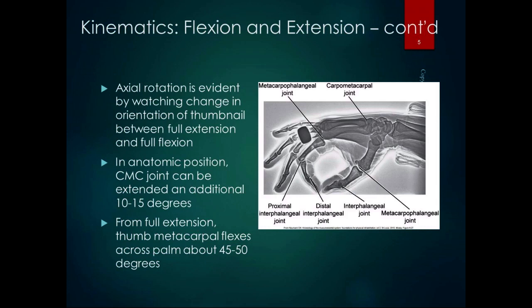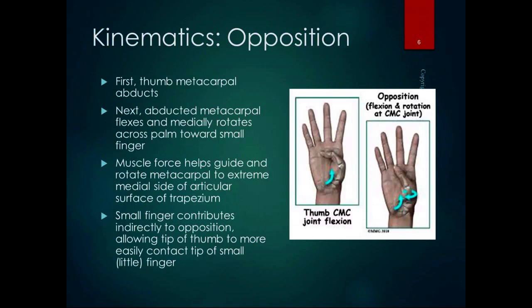So from full extension, the thumb metacarpal flexes across the palm about 45 to 50 degrees. So lots of motion. That's a very functional motion. In opposition, the first thumb metacarpal abducts, and then the abducted metacarpal flexes and medially rotates across the palm towards the little finger. The muscle force helps guide and rotate the metacarpal to the extreme medial side of the articular surface of the trapezium. The little finger contributes indirectly by allowing the tip of the thumb to move and easily contact the tip of the small finger.